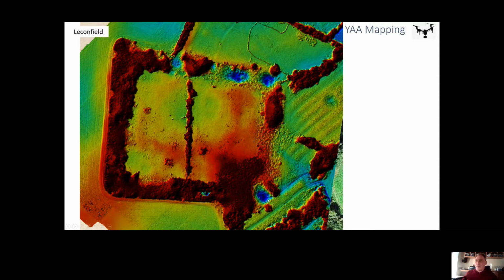You can see the moat in this rather garishly coloured image, and the reason I've given it some false colour is because you can actually see that these red lines here are the walls of the castle, the defended manor house, showing up underneath the surface. There's some nice plough marks over here as well.